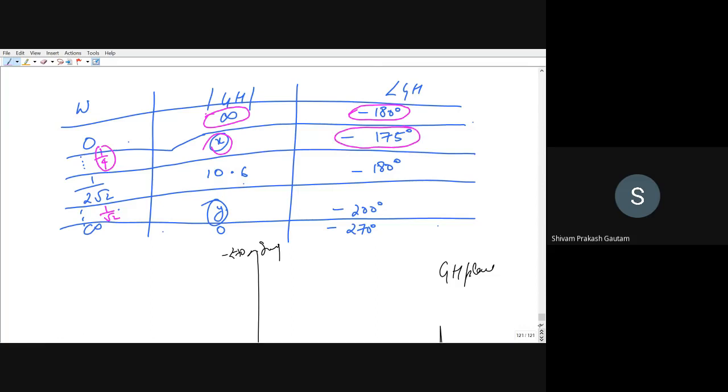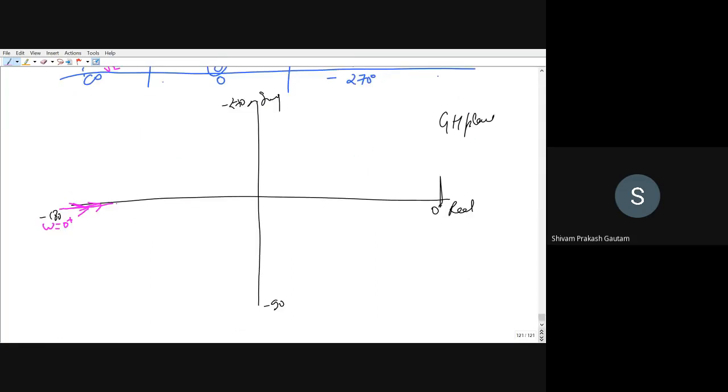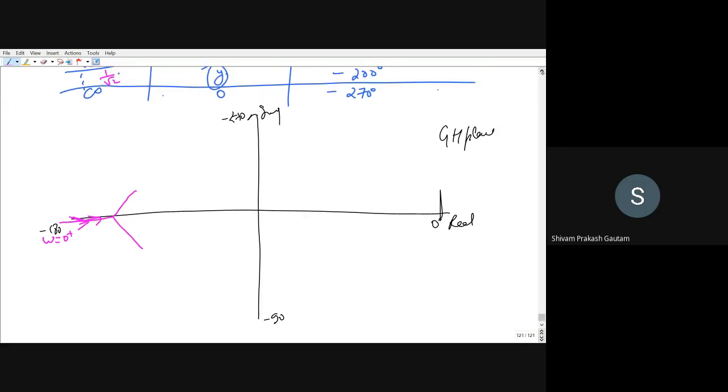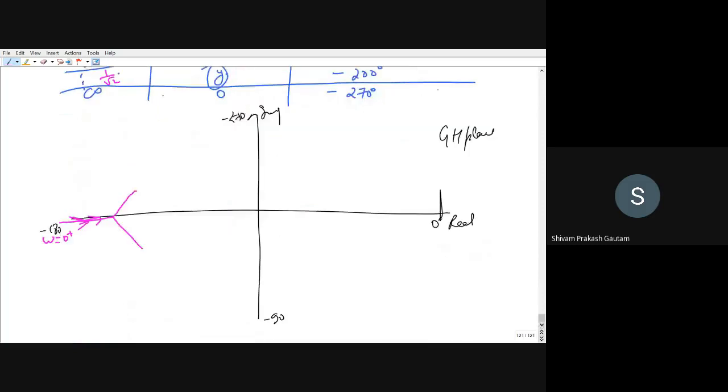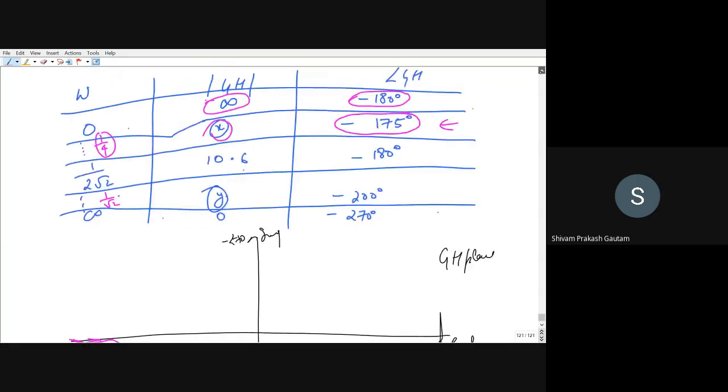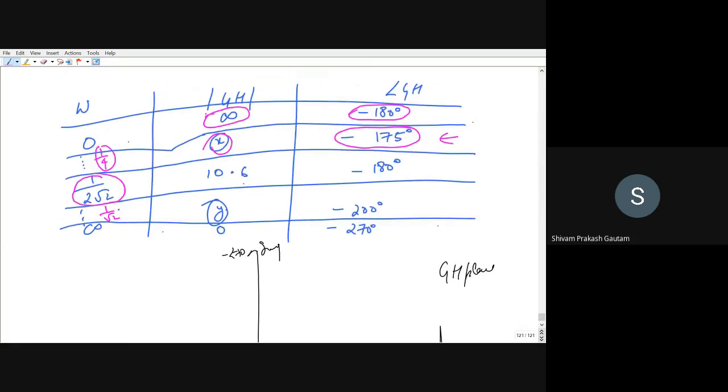So where do you think this curve will go? It can go like this and this also. It will go in the downwards direction because the phase we are getting is minus 175 degree, as we have calculated, which is less than minus 180 degrees. So our curve will go downwards when you keep on increasing the frequency. And when you still keep on increasing the frequency, at frequency 1/2√2, our phase is again becoming minus 180 degree, and magnitude is 10.6.